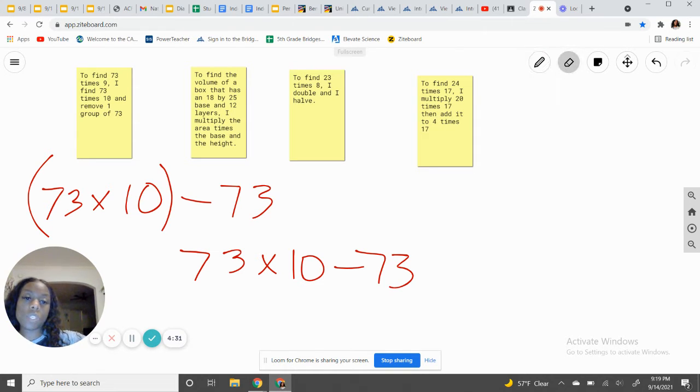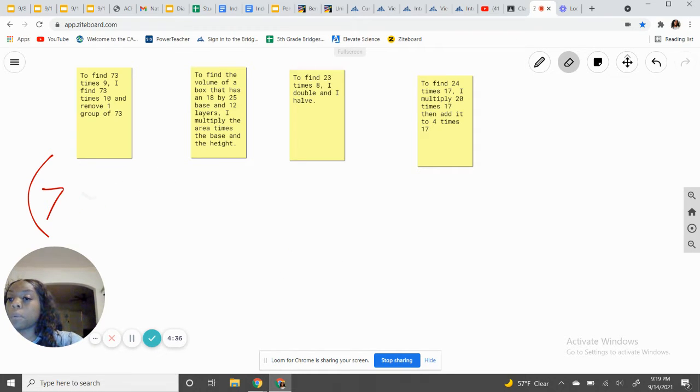Now let's go to number 2, where I did not give you the answer already. So actually, this is not number 2. This is number 1B, which is right here. To find the volume of a box that has an 18 by 25 base and 12 layers, I multiply the area times the base and the height.